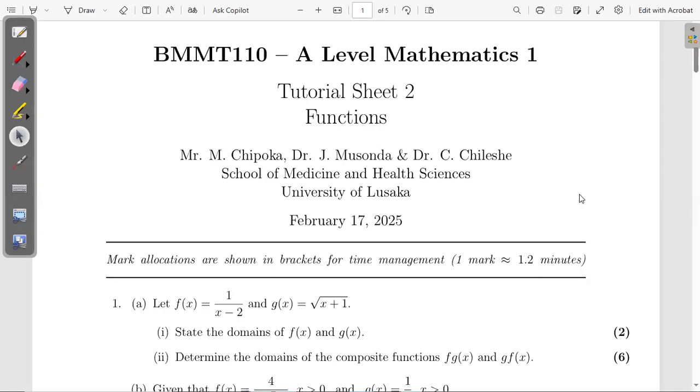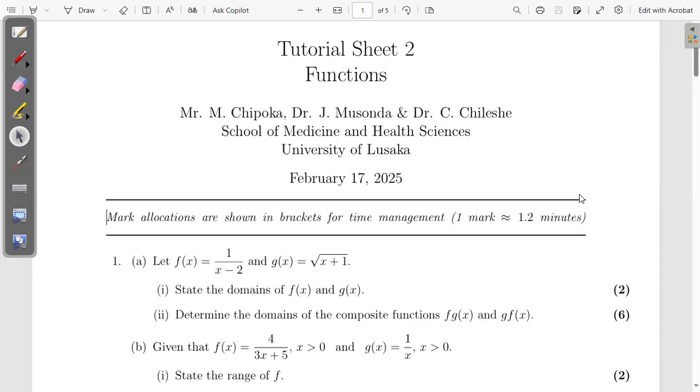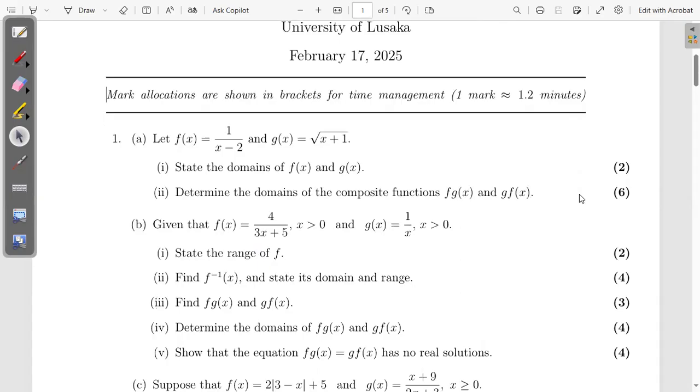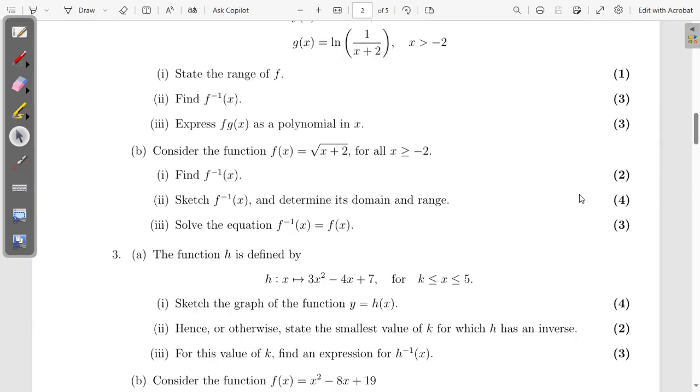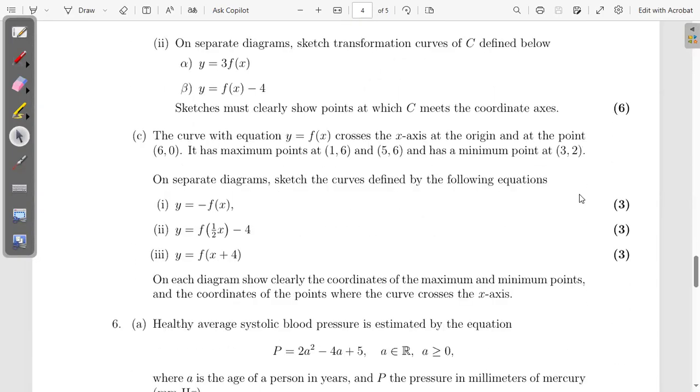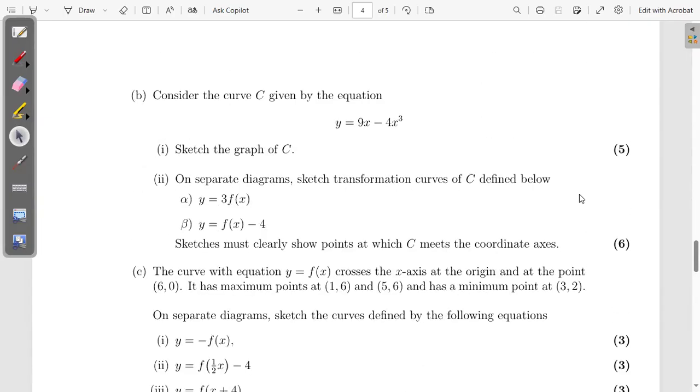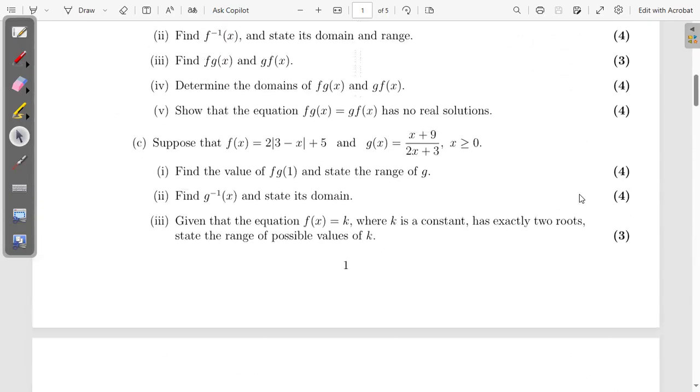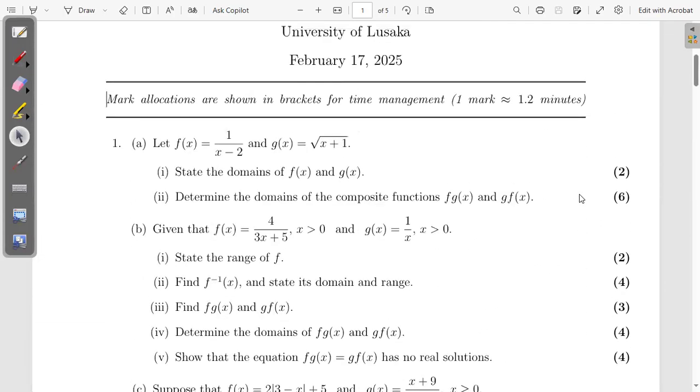In this video, we are going to be looking at questions from tutorial sheet 2, which is on functions. Okay, so this is Unilas campus. This tutorial sheet has a lot of questions. We are going to solve them one by one, starting from question 1 all the way up to the last question here, which is question 6. I'm going to explain each one.